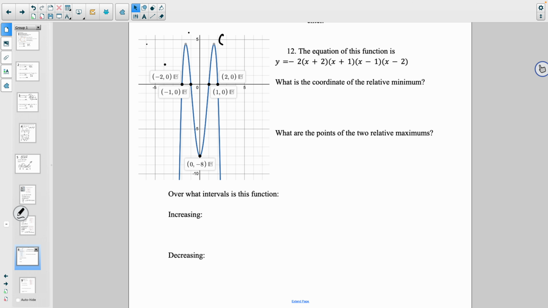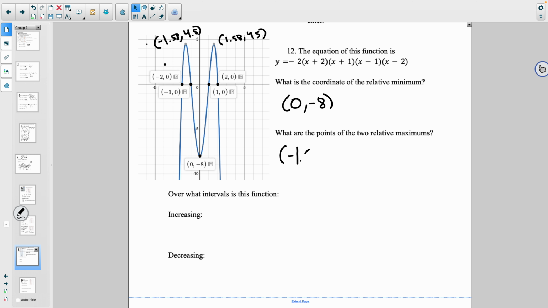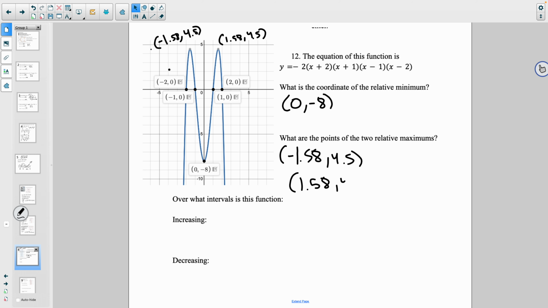Right, we know these two coordinates, right? This is 1.58, comma 4.5. And this is negative 1.58, comma 4.5. All right, so here, we already know my relative minimum. I actually have one relative minimum, and it's actually my y-intercept. We could find this using the same steps in our calculator, but we already know at this point it's 0, negative 8. Let's write this out: negative 1.58, comma 4.5, positive 1.58, comma 4.5.